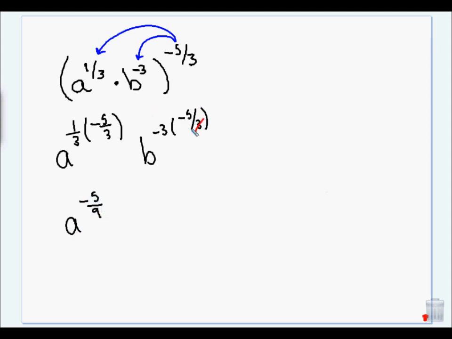Here my 3's will cancel, and then I have a negative times a negative, so that's a positive b to the 5th. And since a is negative, we're going to throw him in the basement. So I get b to the 5th over a to the 5/9.